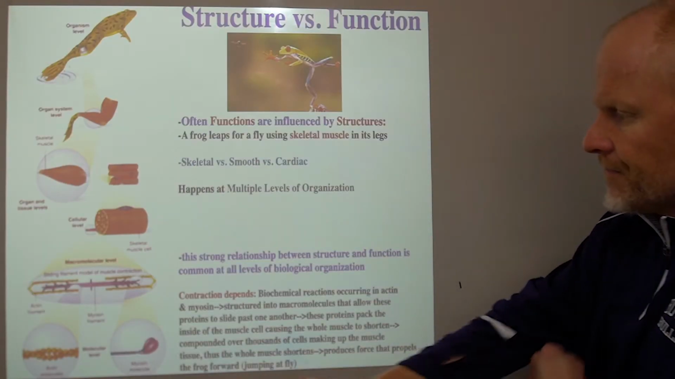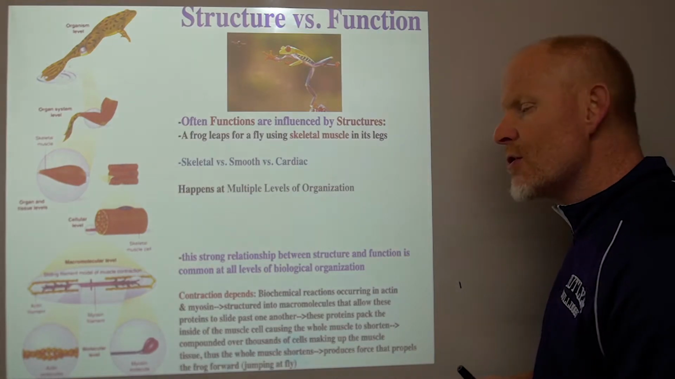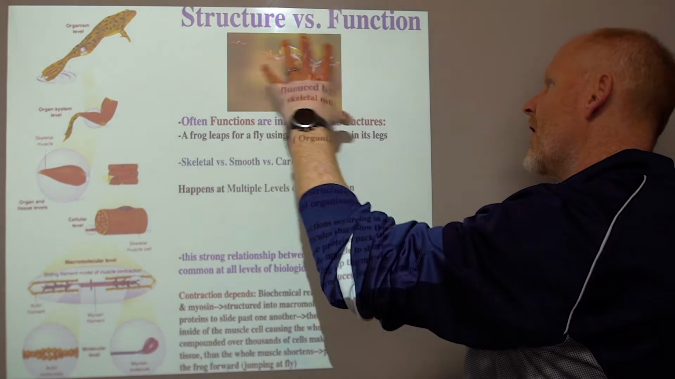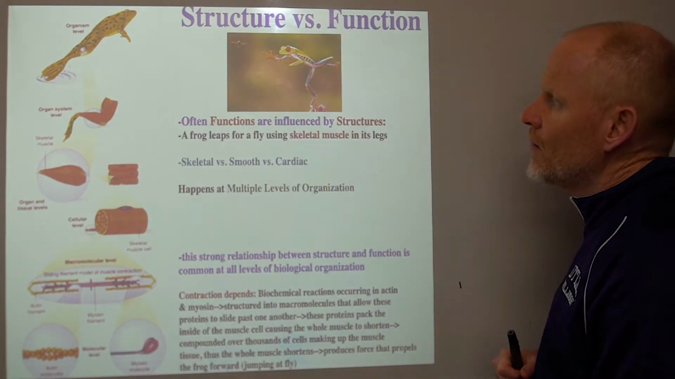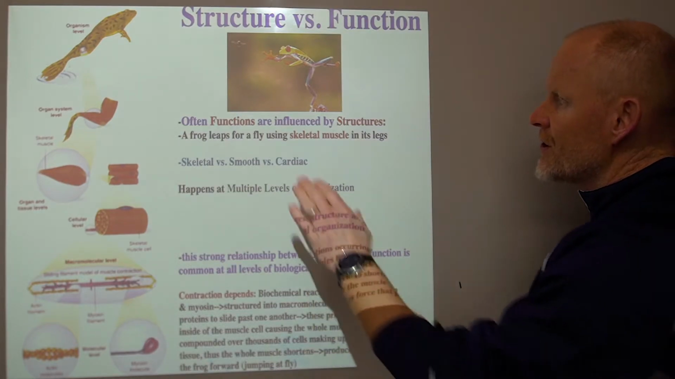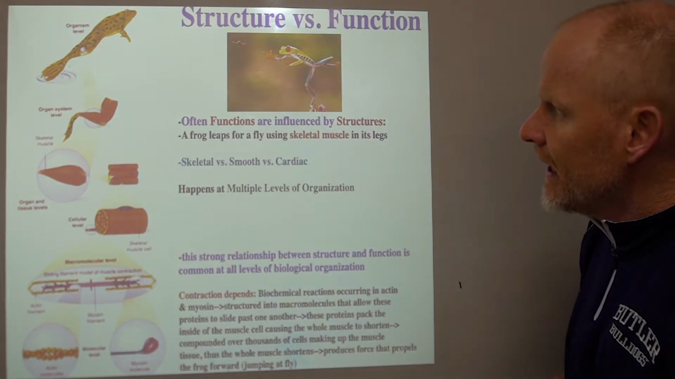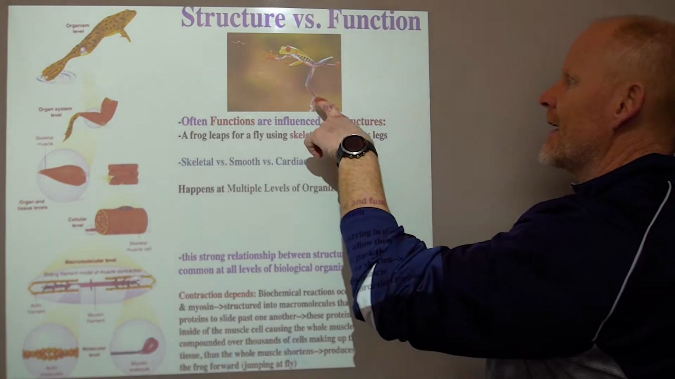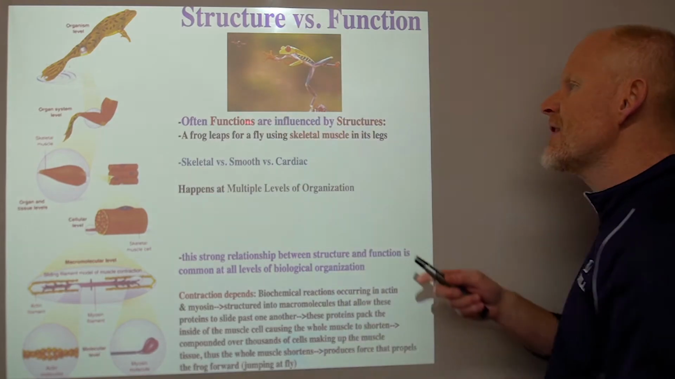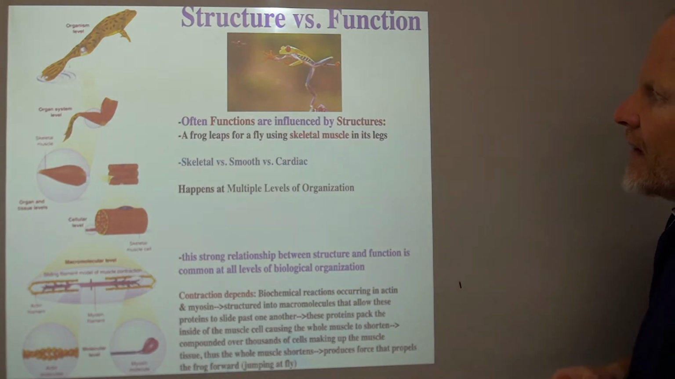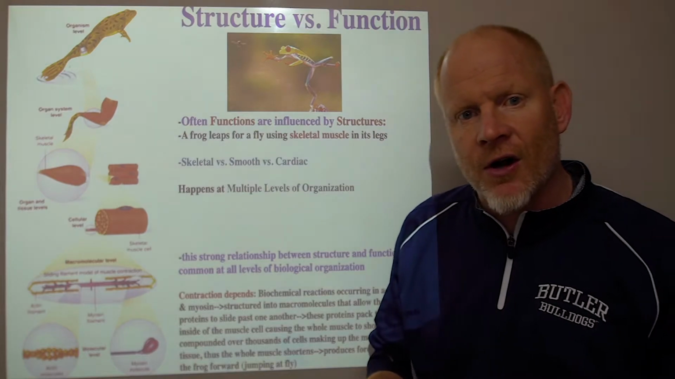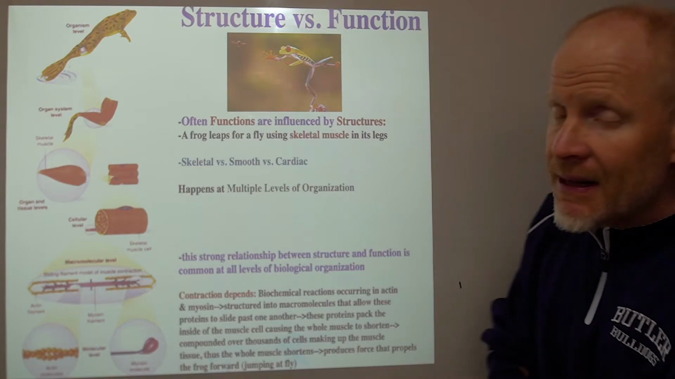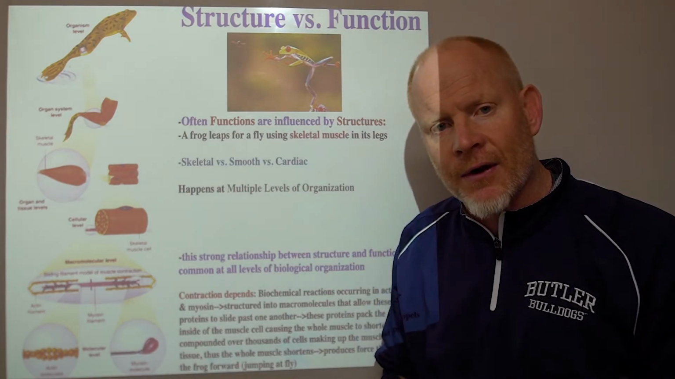So form and function. As I mentioned, I'll spend a lot of time doing some anatomy, some microscopic anatomy, because structure often tells you what the function is going to be. So functions are influenced by structures. You can use this example here of frogs and muscle types. You've got a nice little frog here, a red-eyed tree frog hopping for a fly, as you can see up here with the laser pointer. And there are 3 different muscle types involved with this. You've got skeletal, cardiac, and smooth muscle.